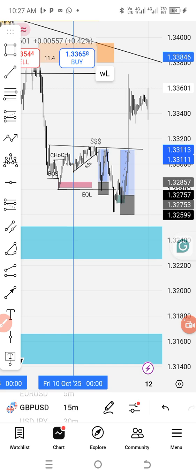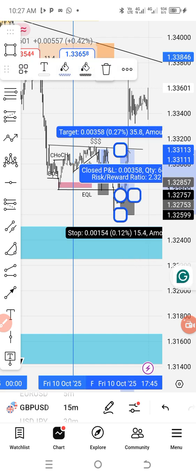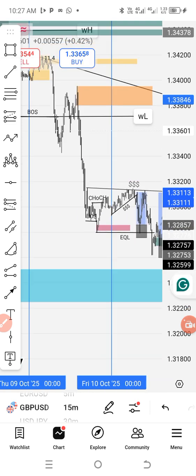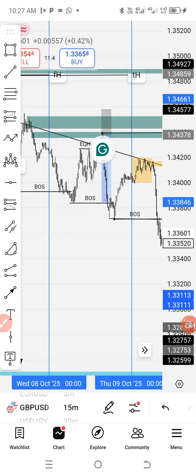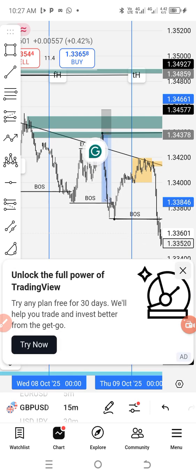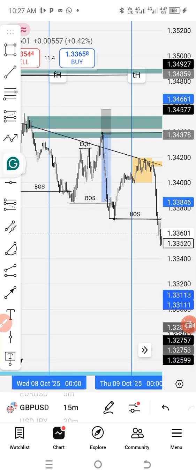So that is that. You can see I grabbed this movement, and the ratio was 1 to 2.3. So that's another one. Let me show you another one also. You can see at this level, this is an equal high. This is an equal high. So now what do you do? You go to your lower time frame and check for confirmation to know if the price will actually come down.